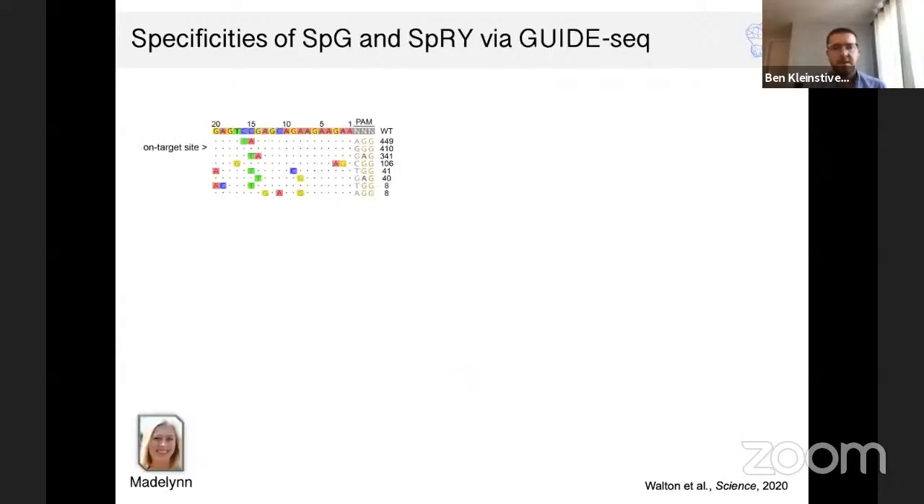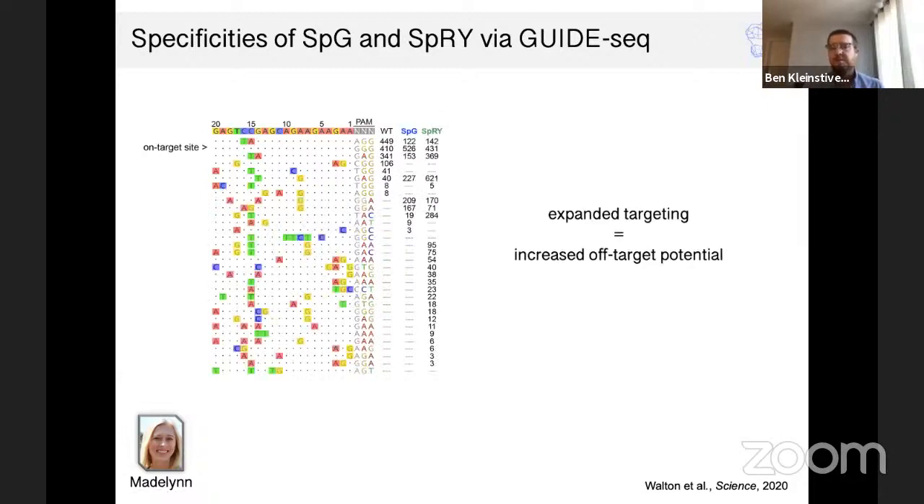So Madeline in my lab, what she did is she performed GUIDE-seq on wild-type Cas9, and what she found is that, much like I showed you on the last few slides, we observed editing at several off-target sites. And then when she performed the same experiment now with the SpG protein that recognizes NGN PAMs and SpRY, which recognizes NRN and NYN PAMs, we did observe an increase in off-targeting. So again, this fits our hypothesis that the expanded targetability of these enzymes means that they can recognize new sites in the genome that they couldn't before.